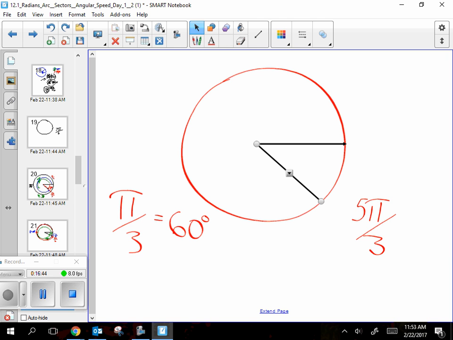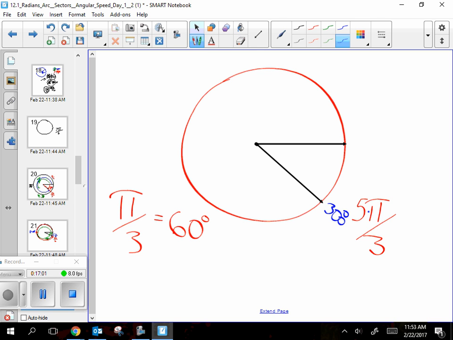Do you get 5 times 60 is 300? 5 sets of 60 is what we just did. If every pi over 3 is 60 and we did 5 of them, then it's 5 times 60 is 300. Raise your hand if you had 300 degrees for that spot.